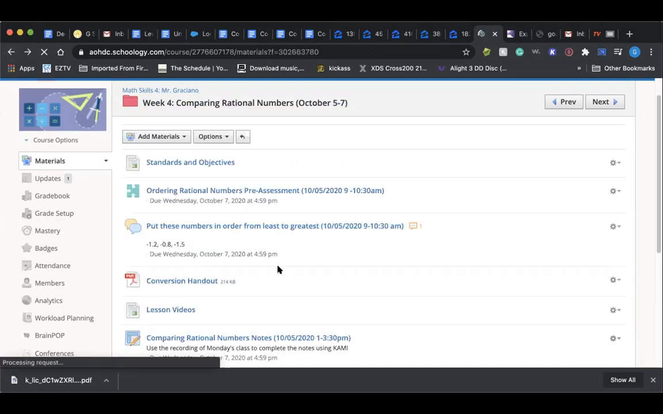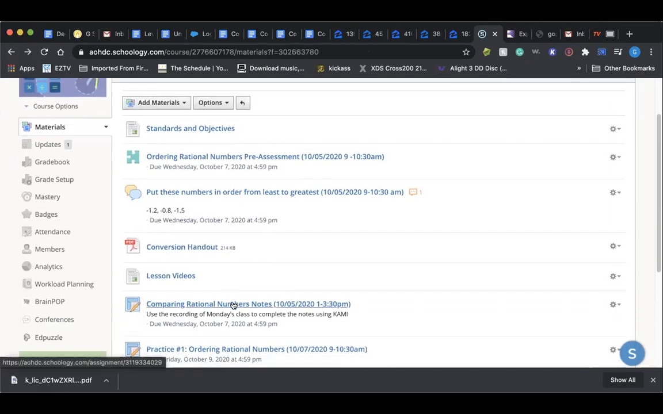All right, so going back to your folder, please make sure you have your notes open. We're going to do our comparing rational numbers notes. That's what we're going to work on today. We're going to get them done for the most part, hopefully.